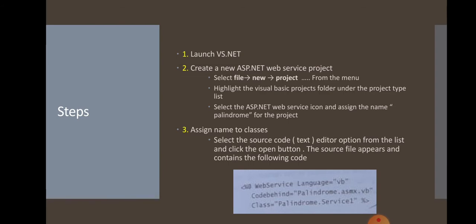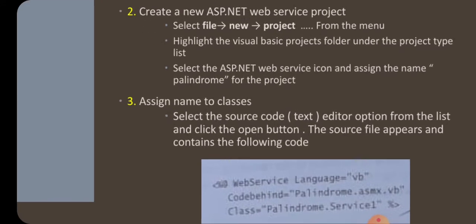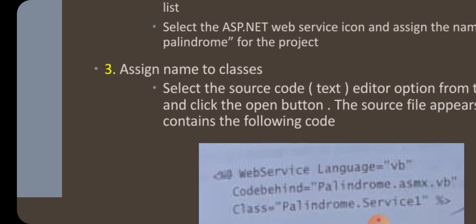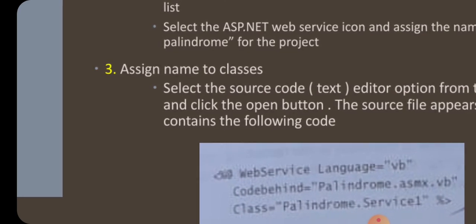While we are selecting ASP.NET Web Service, the source code page contains this code: WebService Language equal to VB, CodeBehind equal to palindrome.asmx. You already know the file extension for a web service, that is .asmx. Here we are going to develop our web service with the help of the programming language Visual Basic. Next, Class equal to Palindrome.Service1. By default, its name must be Service1. Got it?